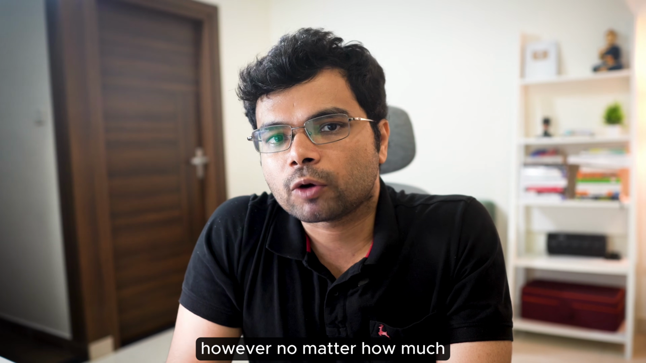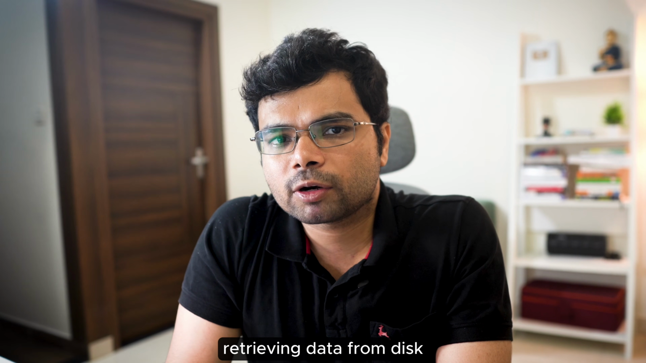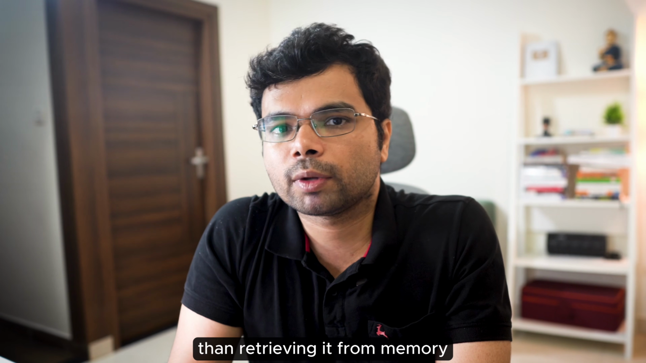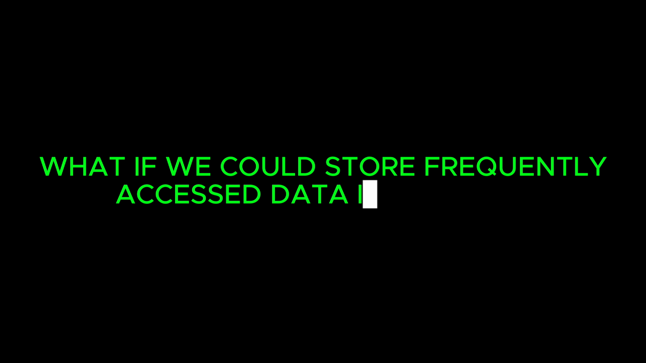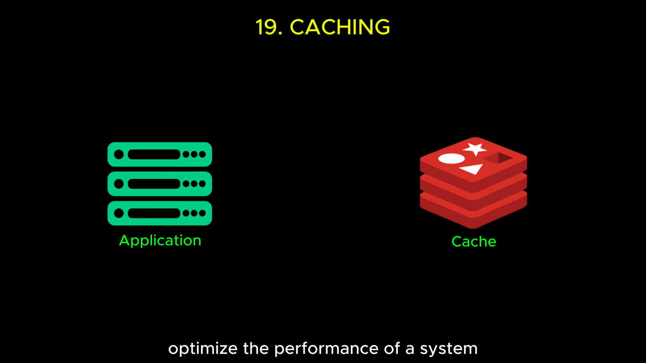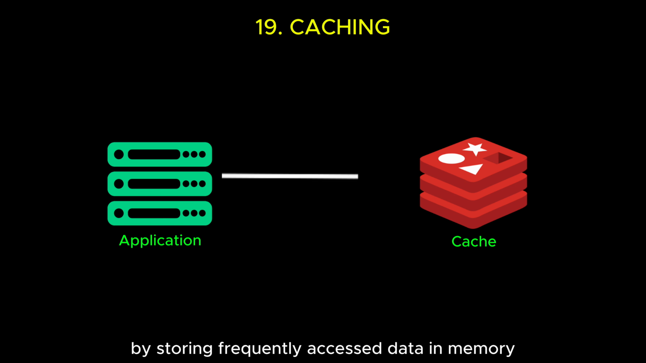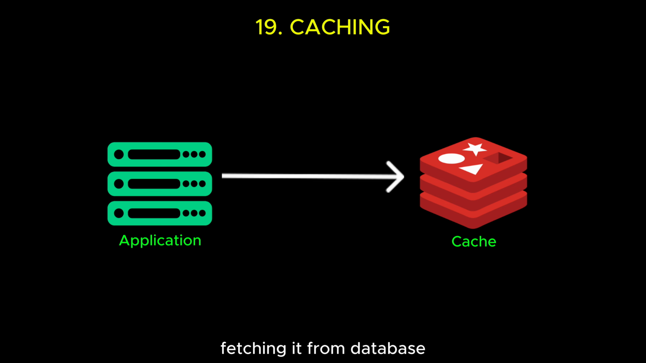However, no matter how much we optimize the database, retrieving data from disk is always slower than retrieving it from memory. What if we could store frequently accessed data in memory? This is called caching. Caching is used to optimize the performance of a system by storing frequently accessed data in memory instead of repeatedly fetching it from the database.